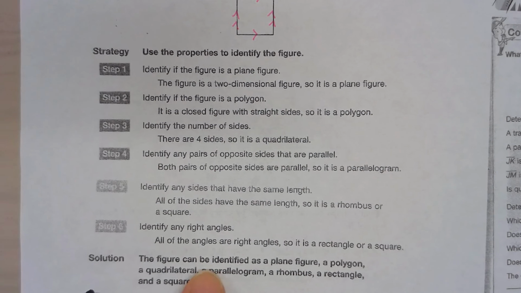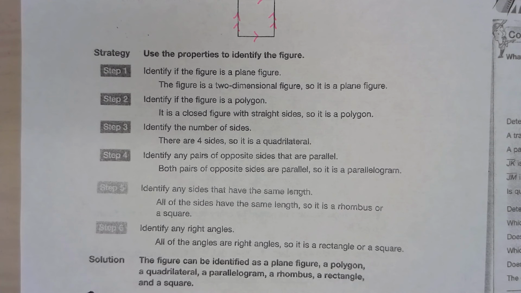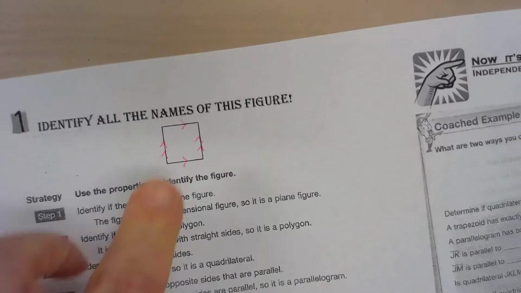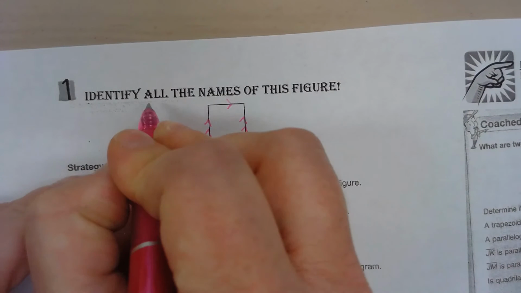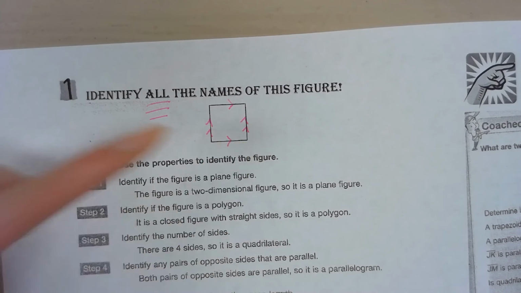Therefore, the solution really is that the figure can be identified as a plane figure, a polygon, a quadrilateral, a parallelogram, a rhombus, a rectangle, and a square. And I know that because, again, I went down through that flow chart and I decided what it was. Notice this question here said all the names. Therefore, you list all the names from the flow chart that we can call this shape.